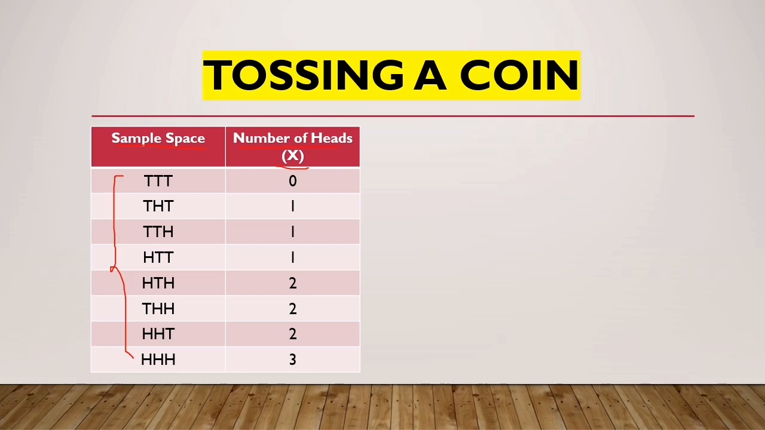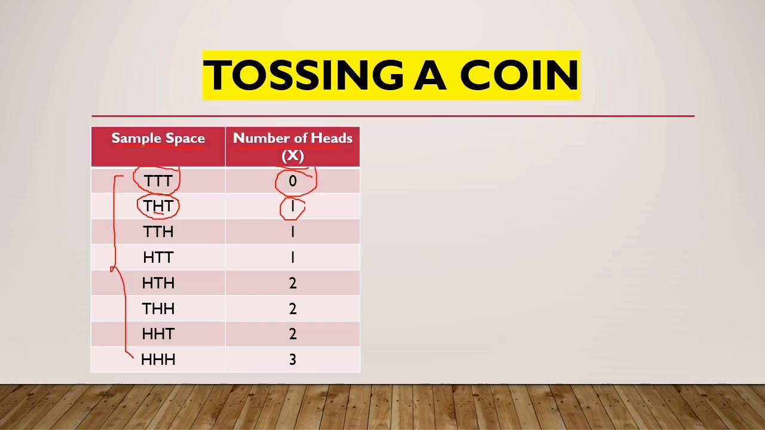First, we have the 3 tails. So how do we get the value of the number of heads, or our random variable? We simply count the number of heads from each outcome. For example, from our first outcome, we have 3 tails. So how many heads are there in 3 tails? Of course, you cannot see any head there, so the value is 0, since there is no head in our first outcome. On the second outcome, how many heads are there? We have 1 head, so the value is 1.